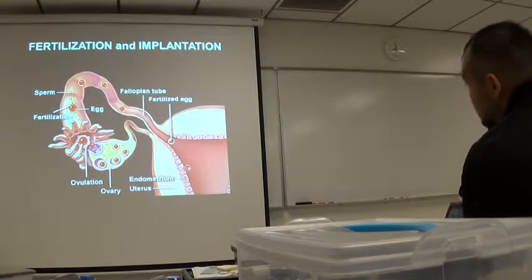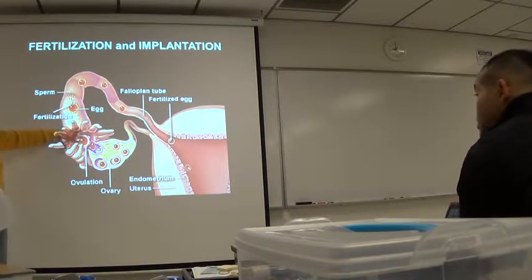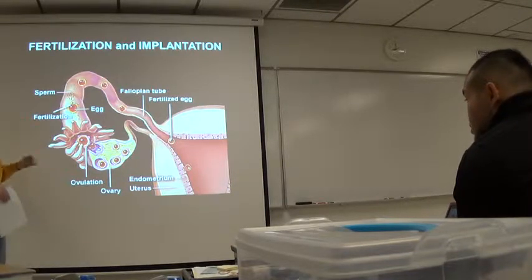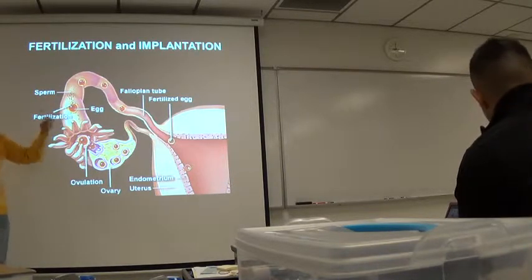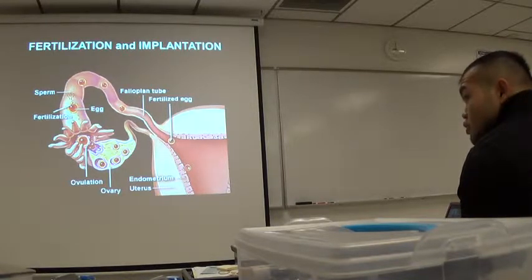Just prior to ovulation, the fimbriae move close to the ovary, increasing the probability that the secondary oocyte and its surrounding cells will be taken up into the oviduct. So when this occurs, now this is going to move through the oviduct.